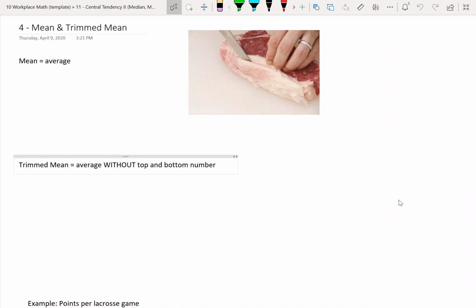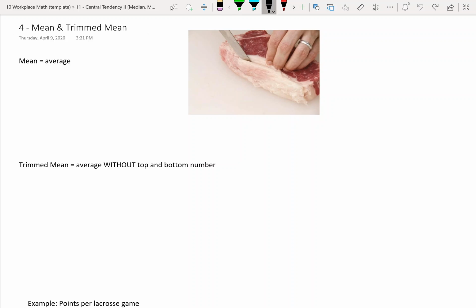All right, we're talking about mean and trimmed mean. So just really quick, mean is the math word for what we usually in layman terms call average, okay? It's the same thing. So when we say trimmed mean, it's trimmed average. So when I talk about trimmed, I'm pretty sure the term is similar to this.